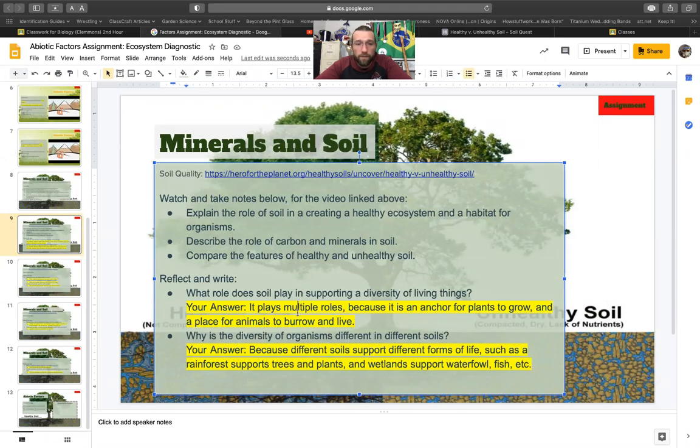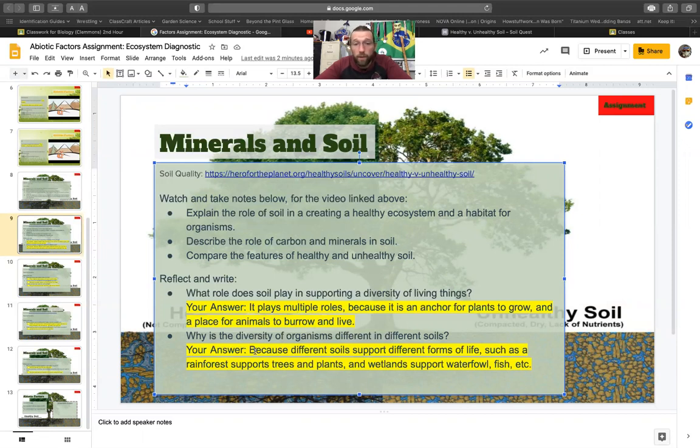And you can see there's some answers here for this person's assignment. What role does soil play in supporting a diversity of living things? Well, it plays multiple roles because it's an anchor for plants to grow, a place for animals to live and burrow. It provides the nutrients necessary for different organisms to live, so on and so forth. And you would find that information here.